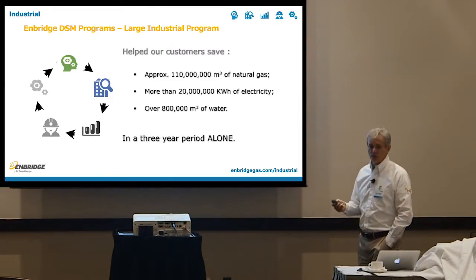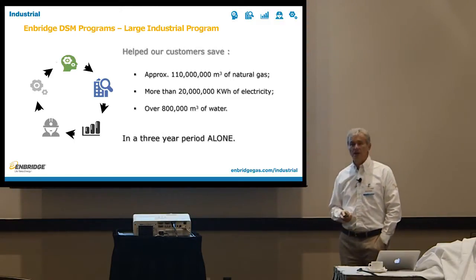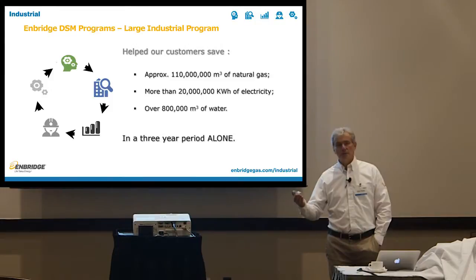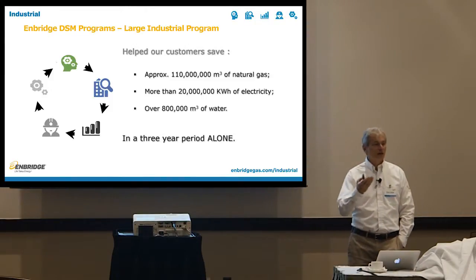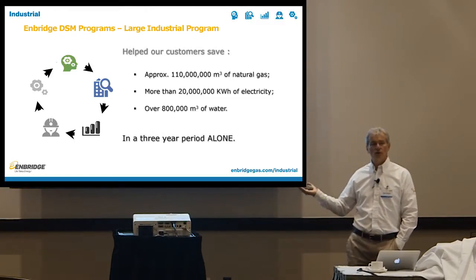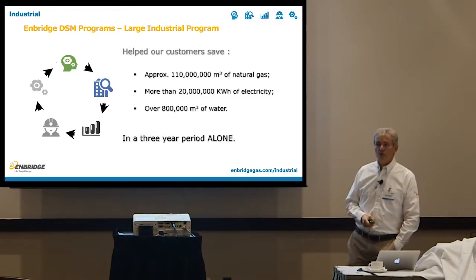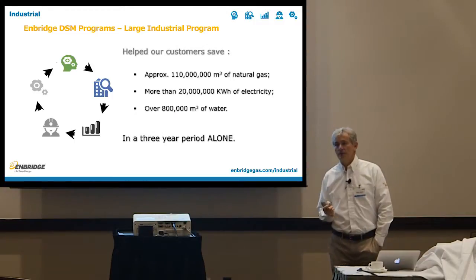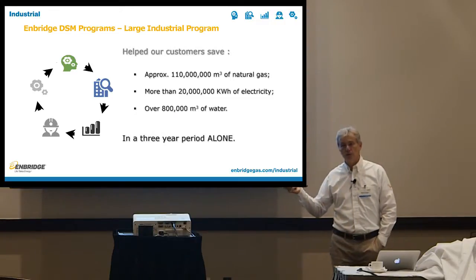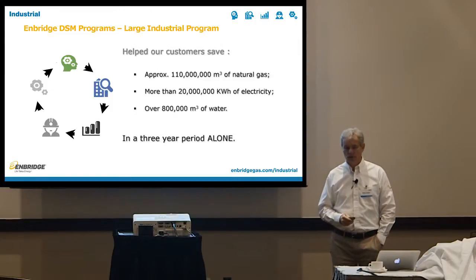This is what we have done so far. We have saved over 110 million cubic meters of natural gas, more than 20 million kilowatt hours of electricity. People don't usually associate the two. But if we can reduce, for example, HVAC use and the air that we pull out of the facility unnecessarily through our exhaust, we're also shutting down the fan power, therefore we save electricity. We saved 800,000 cubic meters of water, and all in a 3-year period alone. So this is not over 20 years that we've been doing this. This is over a 3-year period alone, and only in the industrial field. There are also similar programs for commercial and for residential customers.